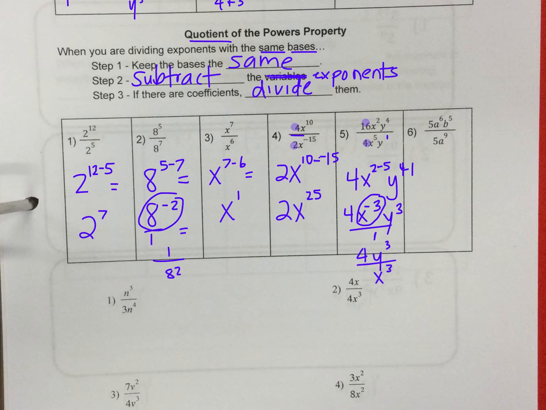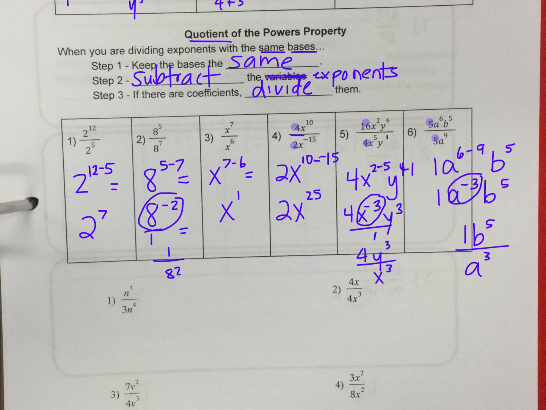Okay, we've got numbers in front. We've got to divide those. 5 divided by 5 is 1. Then we've got the variable a, 6 minus 9, b to the 5. There's nothing I can subtract from that 5 because there's only that one b. I've got 1a to the negative 3, b to the 5. Uh-oh. We've got some illegal action. So we're going to keep the 1b to the 5 on top and move the a to the 3 to the bottom.